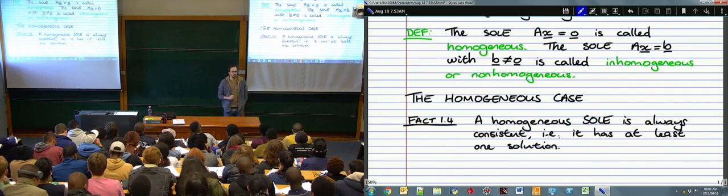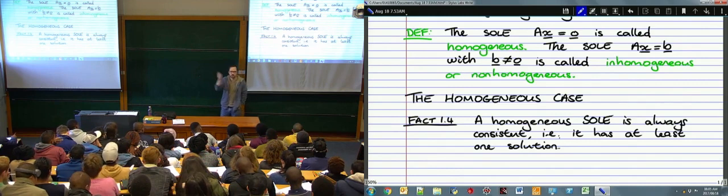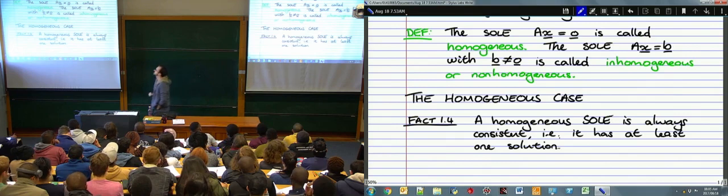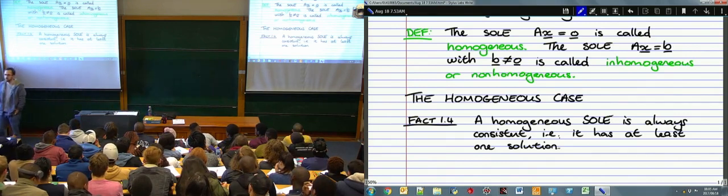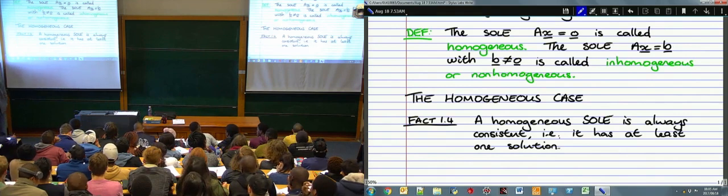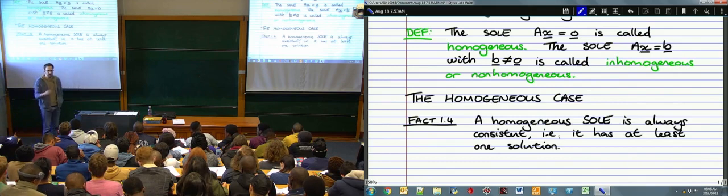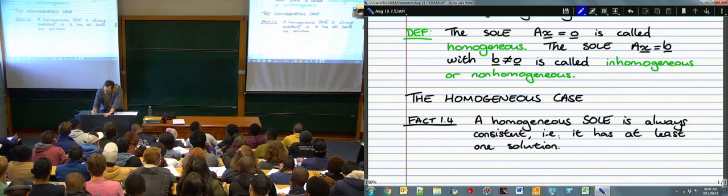Can anyone tell me what is this one solution that every homogeneous system should have? Yeah, X is equal to 0, right? So this matrix A is fixed, but however you fix the matrix A, you can always just choose X equal to 0, right? It's not a very interesting solution. It's in fact sometimes called the trivial solution. So let's write that down as well.